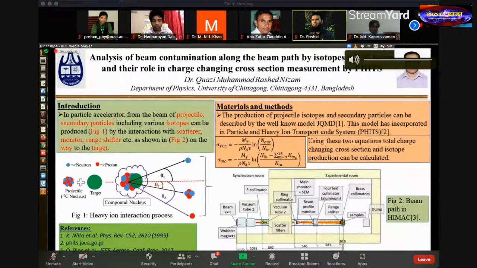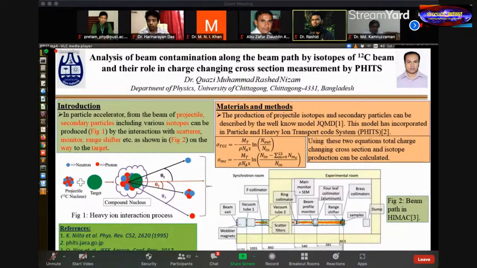Welcome to my talk. In a particle accelerator, when the beam of projectiles is traveling to the target, it interacts with the intervening materials and produces isotopes and secondary particles, as shown in figure 1, along the beam path, as shown in figure 2. These secondary particles and isotope production can be modeled by the QMD, which is incorporated in the Monte Carlo simulation code PHITS.